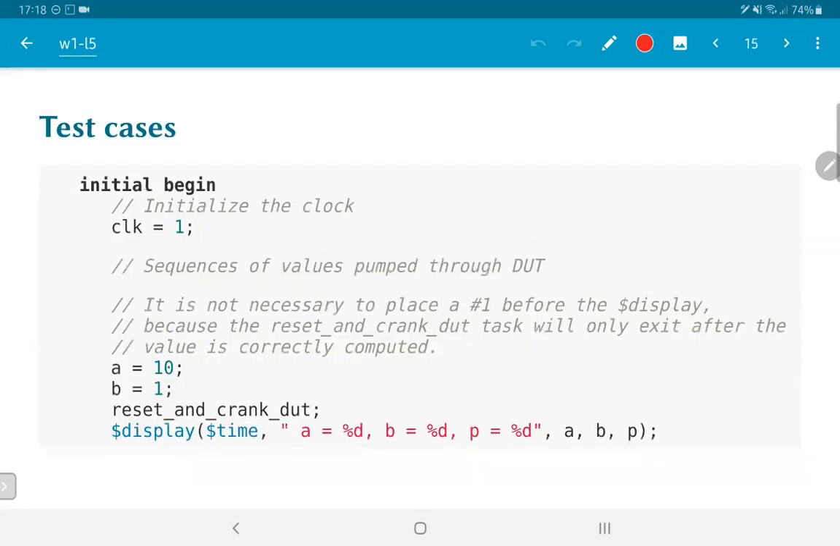Similarly, just like we did for the case of the adder, we need to use self-checking test cases. We apply two values A and B, reset and crank DUT. This was the task that we defined earlier. And then we can check the value that is generated at the output. P over here, of course, is coming out from the sequential multiplier. And we could have some other function or maybe a pre-computed set of values stored in a file that tell us what the expected value of P is.